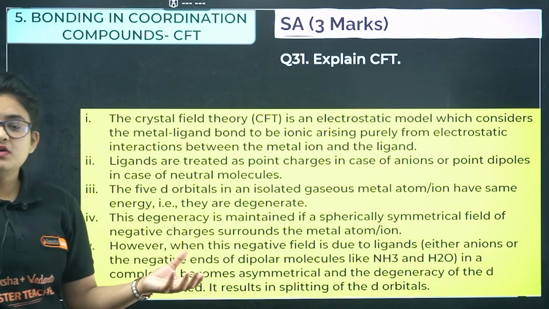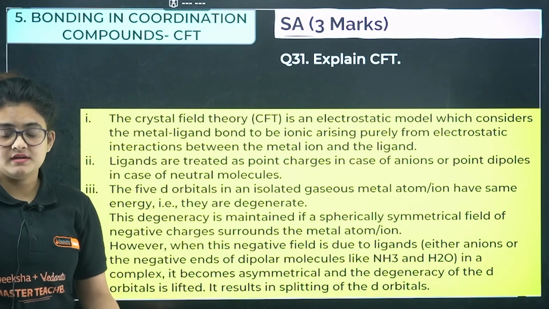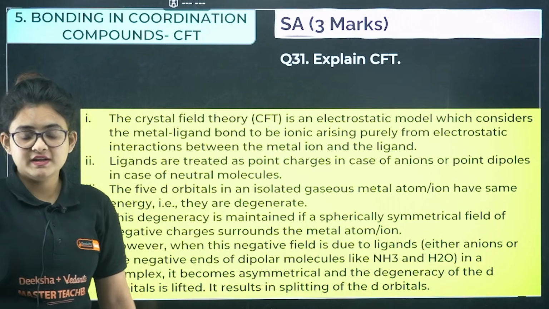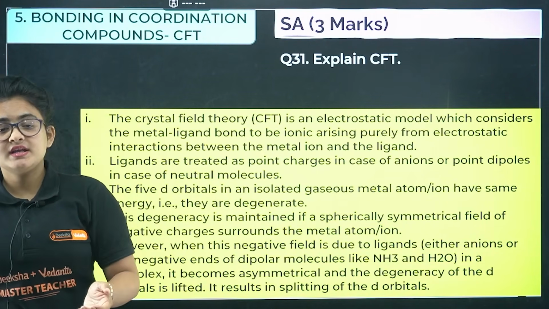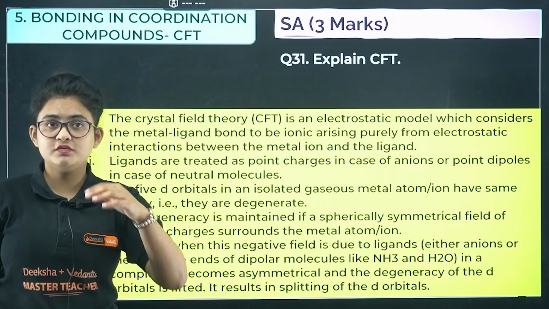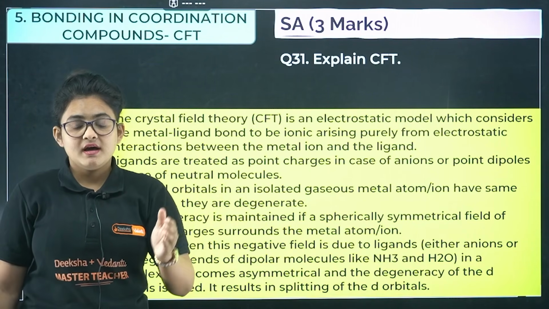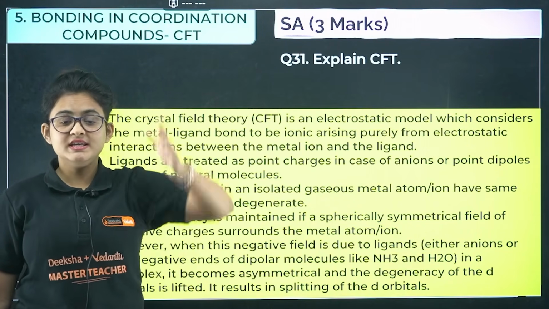So definitely if you are having a very strong field ligand like CN minus, CO, this type of ligand, then the splitting energy will be more than that of the pairing energy. Then during the electronic configuration, while you fill up the electrons, pairing will take place at first rather than going to the Eg level.